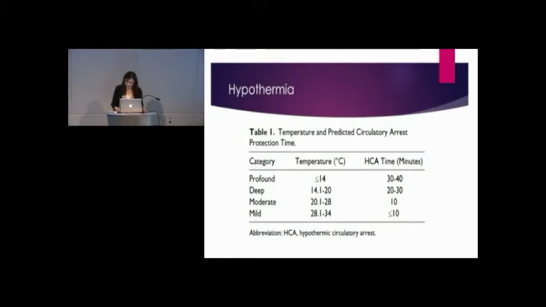hypothermic circ. Alone, studies have shown that there's no diminished cognitive function. The stroke rate is about 5%, and a hypoperfusion stroke rate of about 1.8%. Moderate hypothermia will allow for 10 to 20 minutes of hypothermic circ arrest, and above 28 degrees, almost no electrocerebral silence is induced. But again, this is very variable between patients.